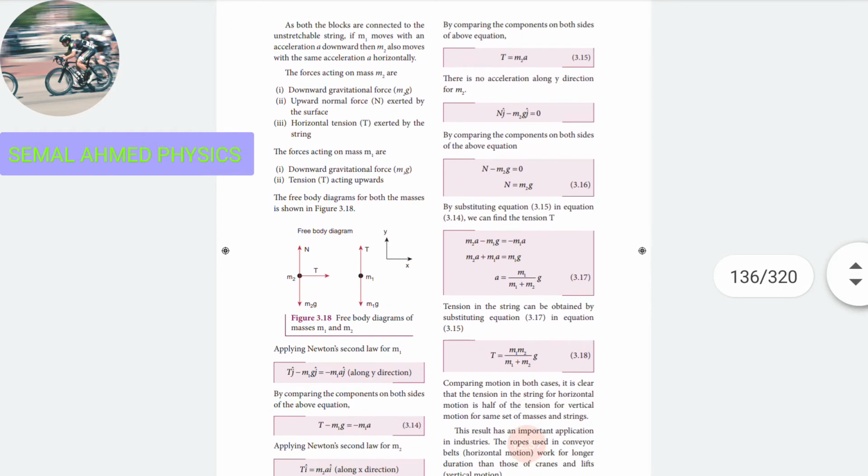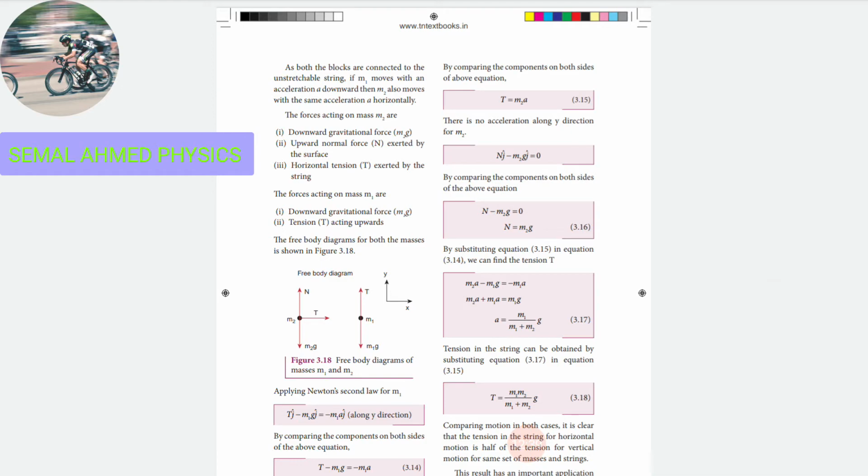So similarly here, for m2, N minus m2g is equal to 0. N is the upward force, that is the normal force. m2g is the weight force, the weight. So by comparing, N is equal to m2g, that will become one of the equations.